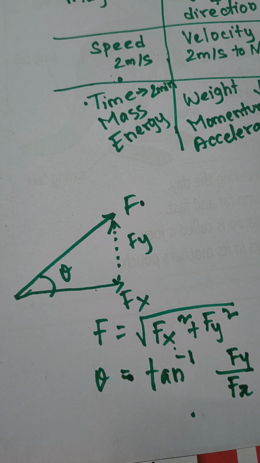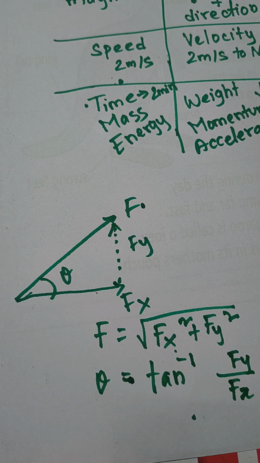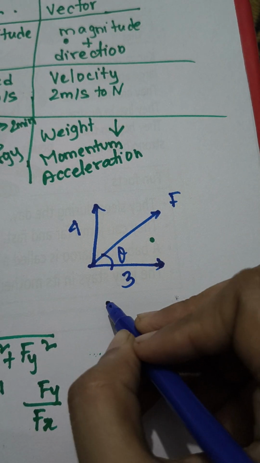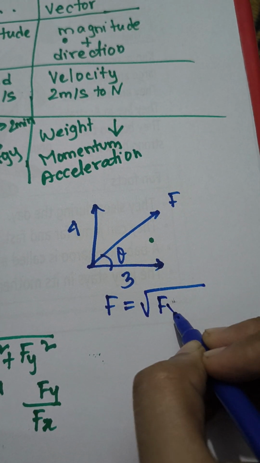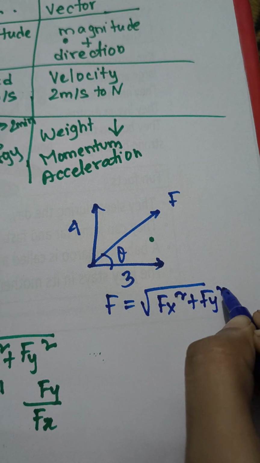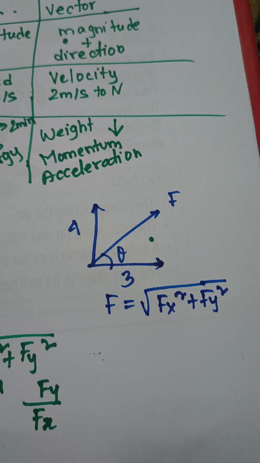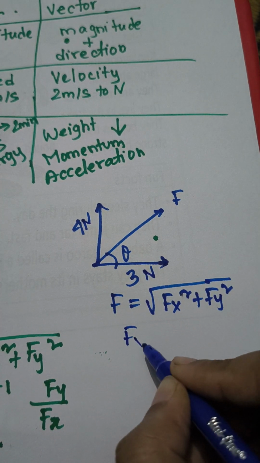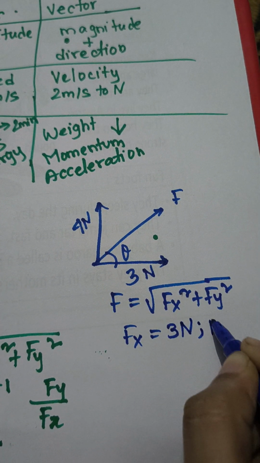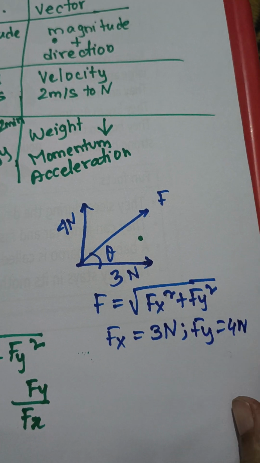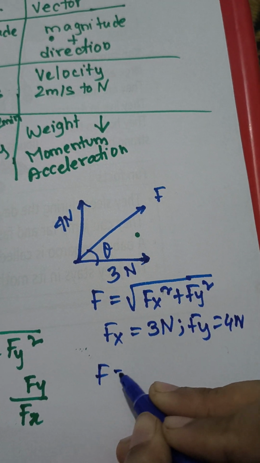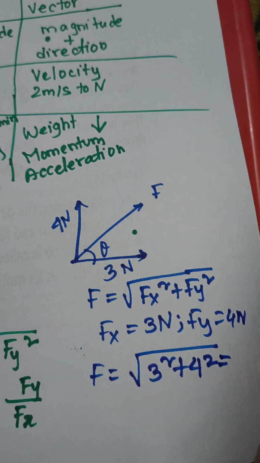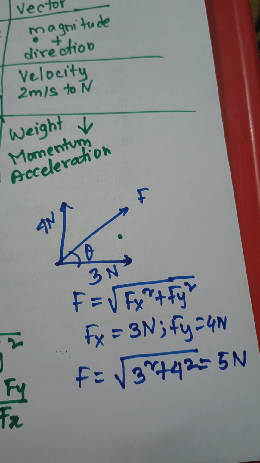Let's see an example so that you will be clearer on how to find the resultant and how to resolve the components. We know that the resultant force F is the square root of Fx squared plus Fy squared. Say Fx is 3 Newton and Fy is 4 Newton. So what can I write? Resultant force F is the square root of 3 squared plus 4 squared, which equals 5 Newton. So this is my magnitude.